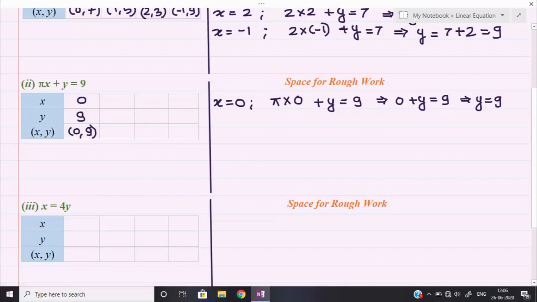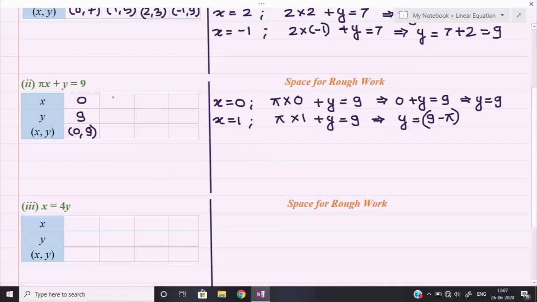Let us see, if I put the value of x is equal to 1. So this will become pi into 1 plus y is equal to 9. Now pi into 1 is pi, and I am sending pi to that side, so y will be equal to 9 minus pi. This is your solution. Don't put in the value of pi, then the equation will become more and more complicated, and actually that is not given in the question.